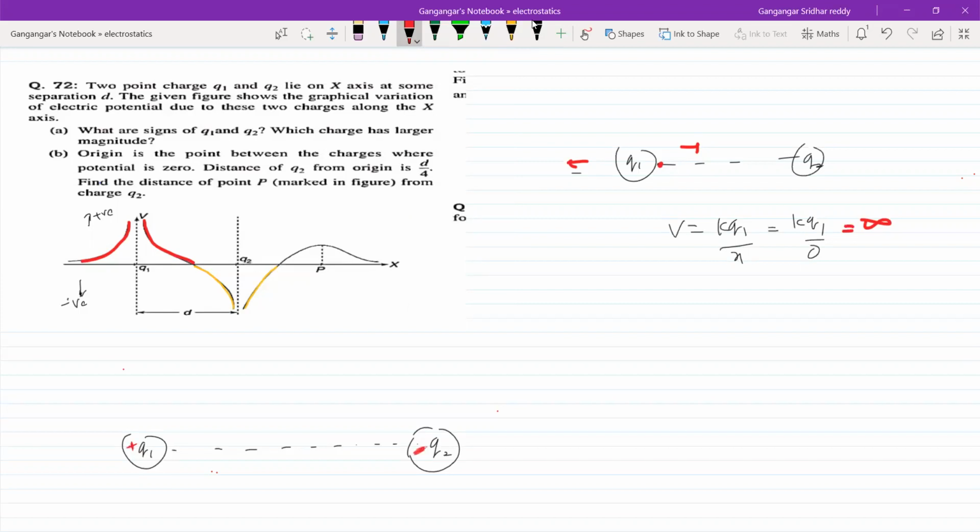This will be positive. So what is the separation between them? Let it be D. At a point somewhere, since the magnitudes of charges are not equal, no? So take this to be point P, where the potential will be 0. Look at this particular point. You measure this distance and this distance. So call this X1.